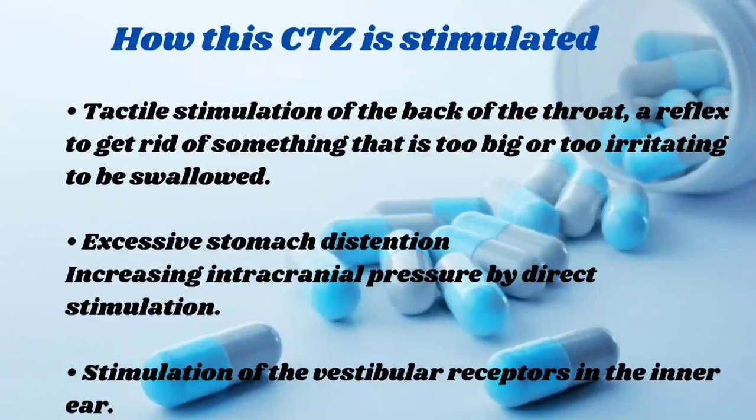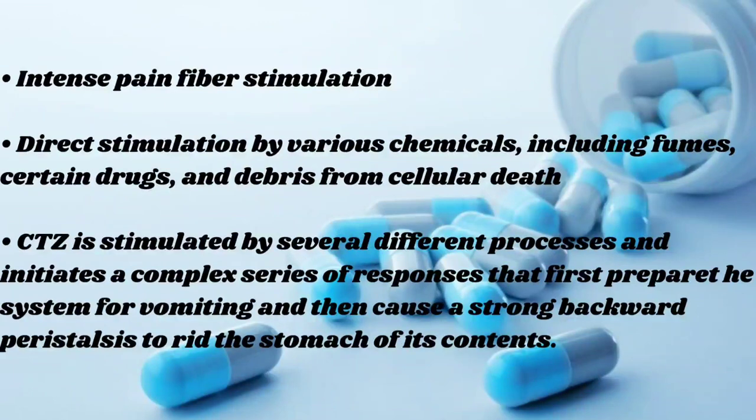Excessive stomach distension, increasing intracranial pressure by direct stimulation, stimulation of the vestibular receptors in the inner ear, intense pain, fiber stimulation, and direct stimulation by various chemicals, including fumes, certain drugs, and debris from cellular death. The CTZ is stimulated by several different processes and initiates a complex series of responses that first prepare the system for vomiting and then cause a strong backward peristalsis to rid the stomach of its contents.